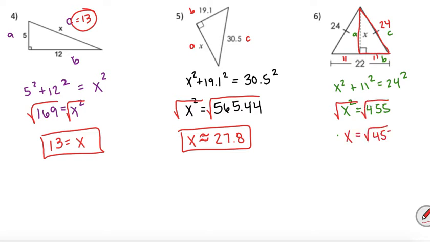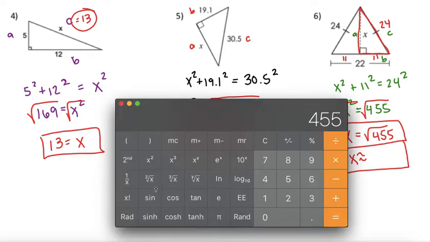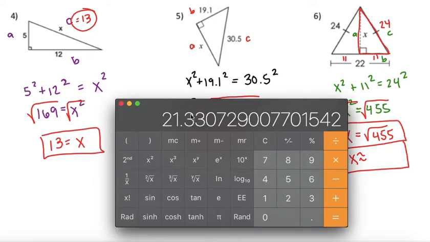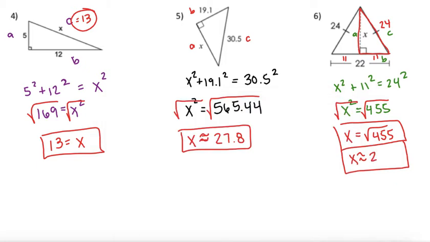So here's my radical. And if I simplify to get the decimal approximation, I can say it's approximately square root of 455, 21.3 is the length of this. So about 21.3 here. I had 11, 24. As soon as I have a decimal, not a triple. All right, let's look at a word problem.